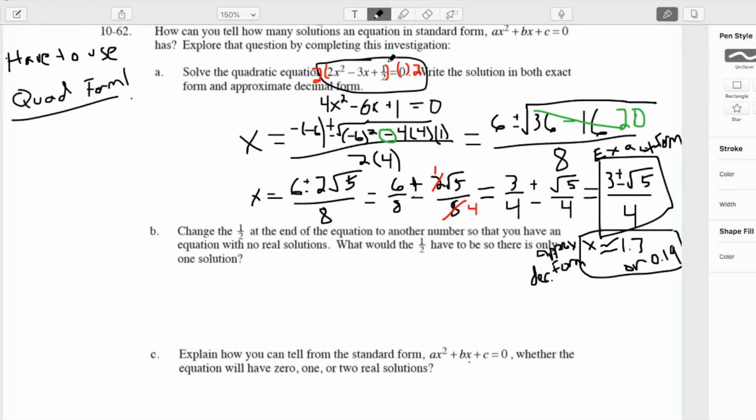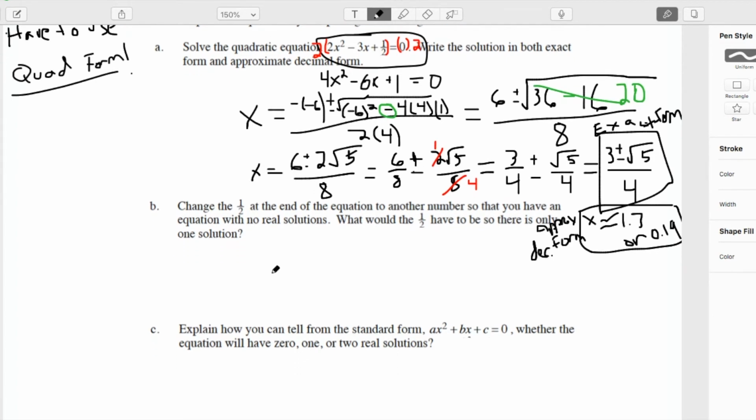Well, if the c was 1/2, we ended up with 2 solutions. What's something that would end up with no solutions here? What would the 1/2 need to be so there's only 1 solution? So let's check this out. What is it saying here? Man, that's kind of a tricky problem. Have an equation with no real solutions. So let's see here. What would our c be for no real solutions?